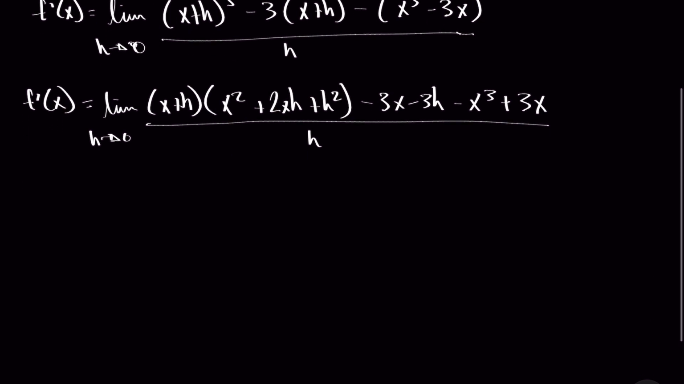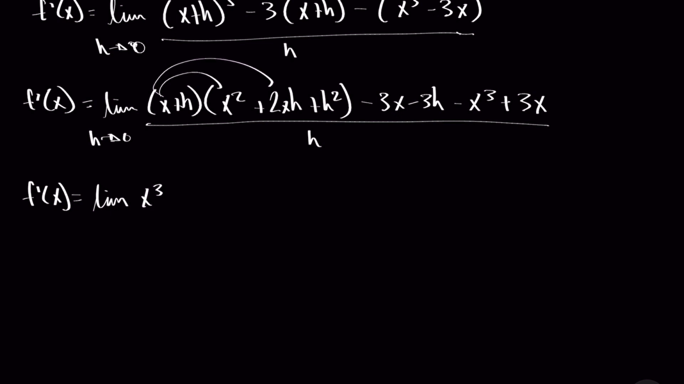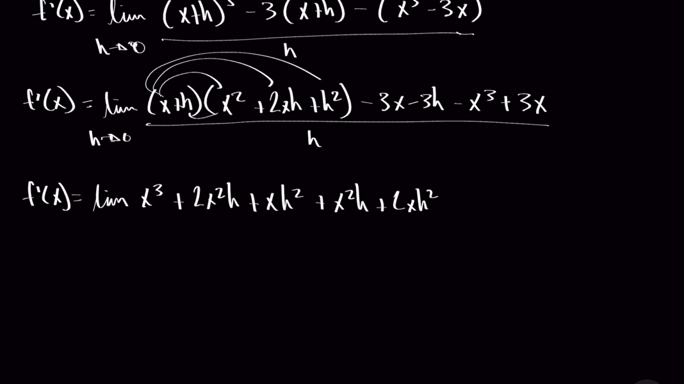And now let's move on to distributing the terms in the first parentheses into the second parentheses. So we have f prime of x is equal to the limit, and x times x squared is x cubed, and x times 2xh is going to be plus 2x squared h, and then finally the final x that's going to be multiplied to the h squared, so that's going to be plus xh squared. And now we have to multiply the h to every term inside the second parentheses. That is going to be plus x squared h plus 2xh squared, and then h cubed.